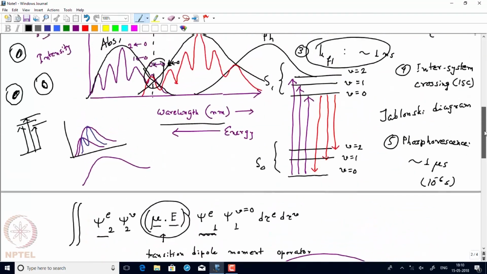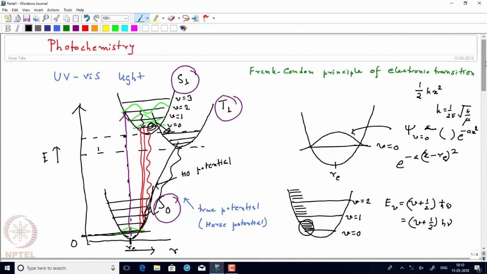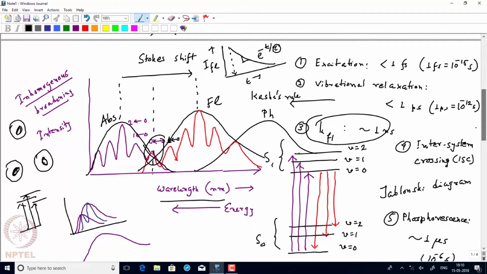And then we also talked about how the absorption and emission spectra will look, where the mirror image relationship comes from, and how the fluorescence absorption and the fluorescence emission spectrum look like mirror images of each other.